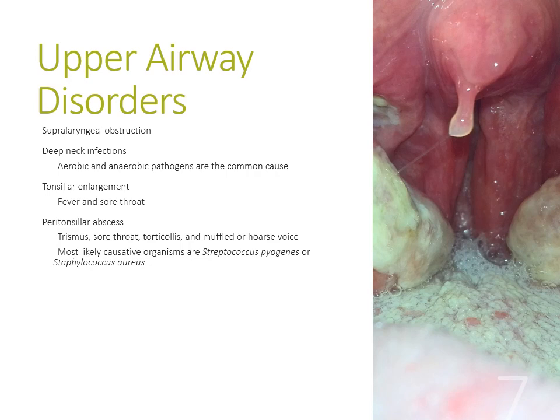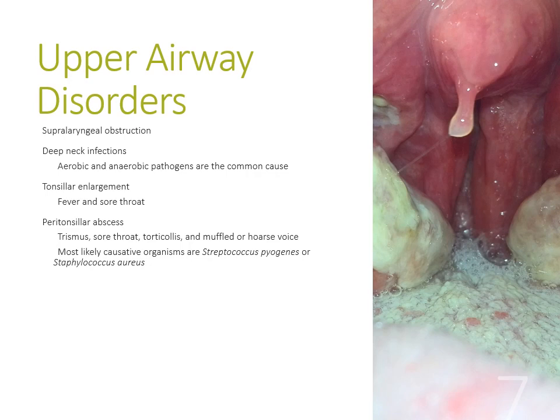Peritonsillar and retropharyngeal abscesses are very common examples of these infections and must be differentiated from simple tonsillar enlargement. Let's talk about simple tonsillar enlargement. A child with acute illness characterized by fever and sore throat may develop swelling of oropharyngeal tissues.